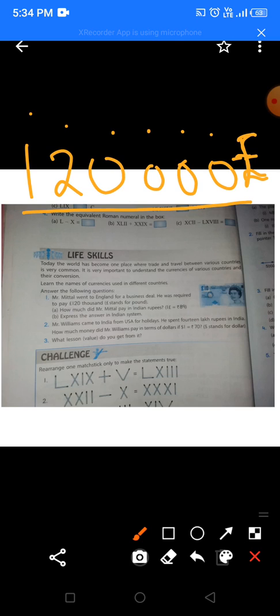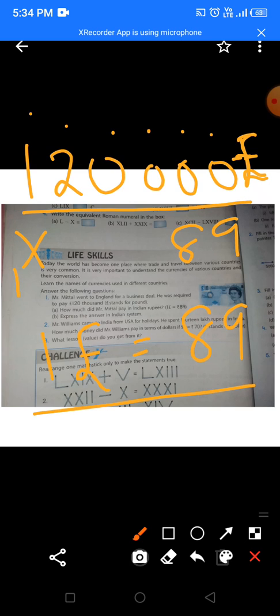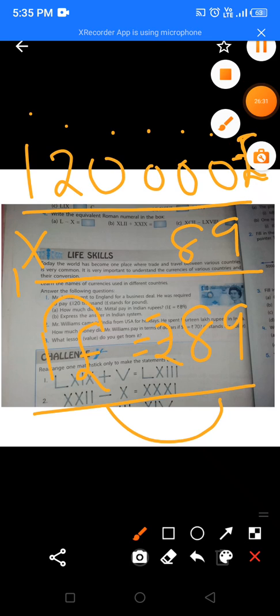Now, how much did he pay in Indian rupees? So, how will you do that? You will just multiply this by 89. Why? Because 1 pound is 89 rupees. यानी उनका 1 pound has value of 89 rupees. Okay, children? So what will you do? You will just multiply it. So multiply and children get me the answer.